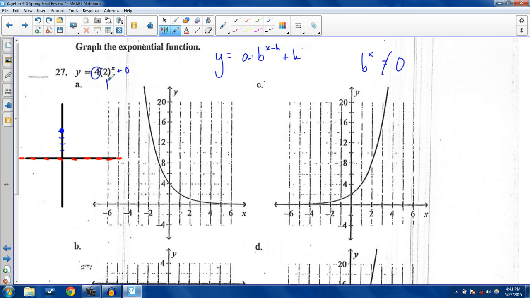From there, I'm going to use this b value of 2, and every single time I go over 1 in the x direction, I'm going to double my distance away from the asymptote.